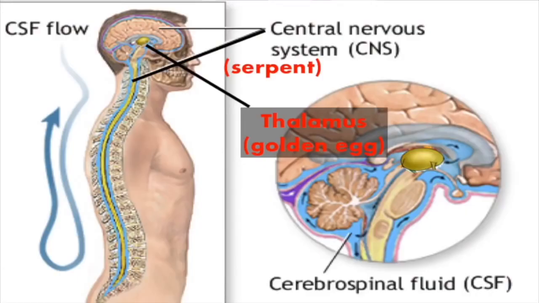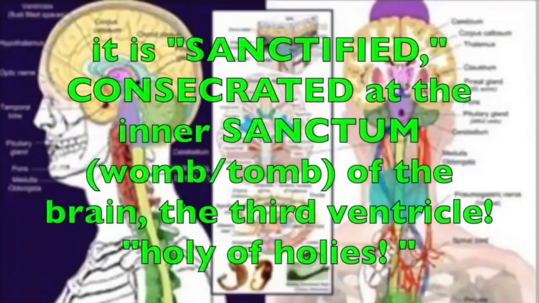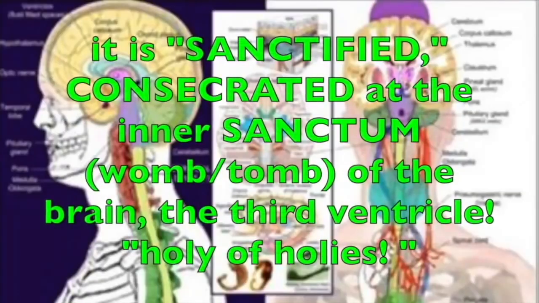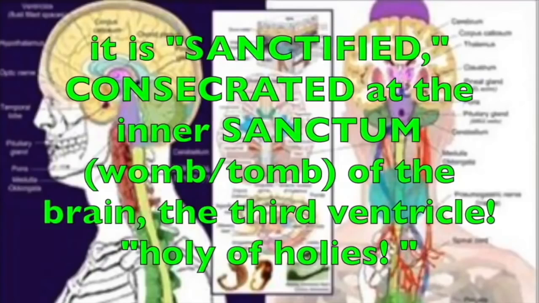It travels down, or in other words, the cave. It travels down, or the manger. It travels down the spine and rises up again like the phoenix after being crucified at the blood-brain barrier, at the 33rd degree. Christ is crucified at the 33rd, age 33, the 33rd vertebrae, called Golgotha, the place of the skull. It is sanctified, consecrated at the inner sanctum, the womb, and the tomb.